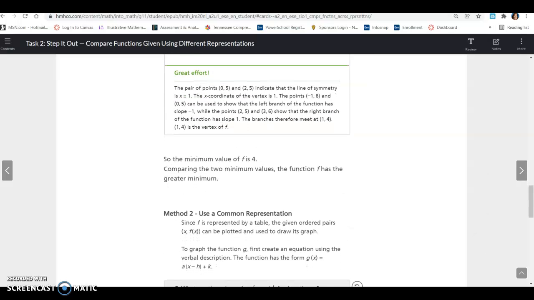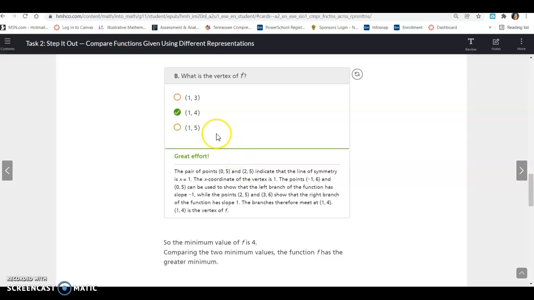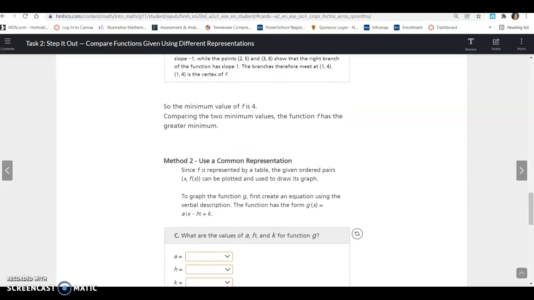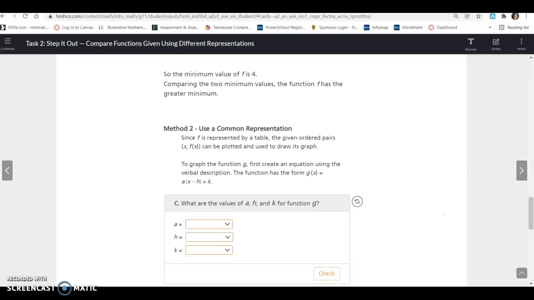And then it says, so the minimum value of f is 4. And again, this is horizontal, this is vertical, this is off your y-axis, so this would be the lowest point. That would be your minimum, which would be at 4. So it says, comparing two minimum values, the function f has the greater minimum, okay? 4 is greater than 3.